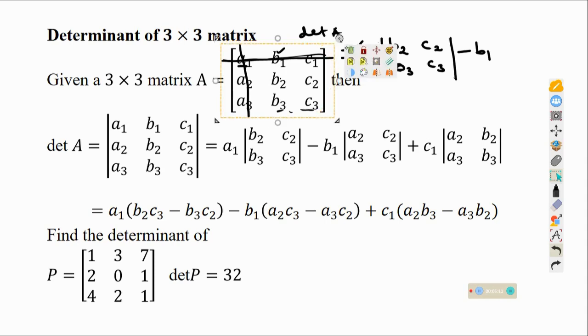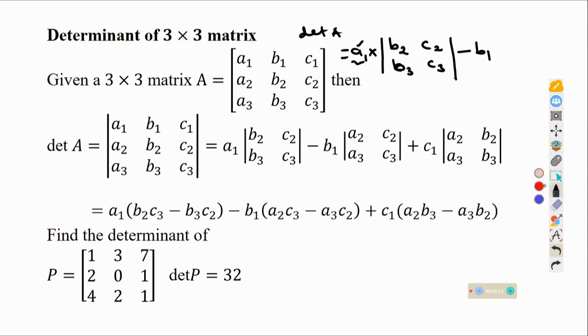So what we shall do is we still look at where B1 lies. Where does B1 lie? B1 lies in the first row and the second column. So to get the determinant that will correspond to B1, you eliminate the row and the column where B1 lies. B1 lies in the first row, second column. When we eliminate these, what do we remain with? We shall remain with A2, C2, A3, C3.